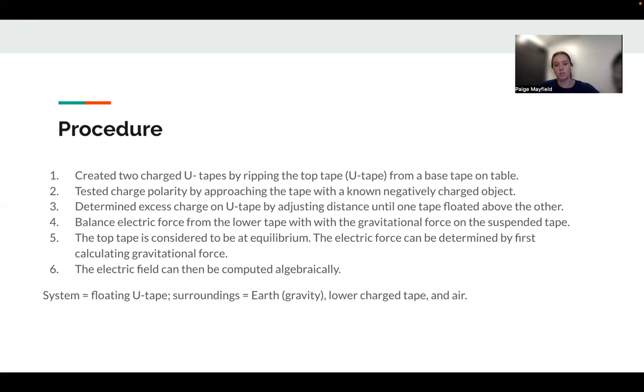We balanced electric force from the lower tape with gravitational force on the suspended tape, and the top tape is considered to be at equilibrium because the electric force can be determined by calculating gravitational force. And then the electric field was later computed algebraically, and for this, our system was the floating U tape. The surroundings were Earth and gravity, the lower charged tape, and air.